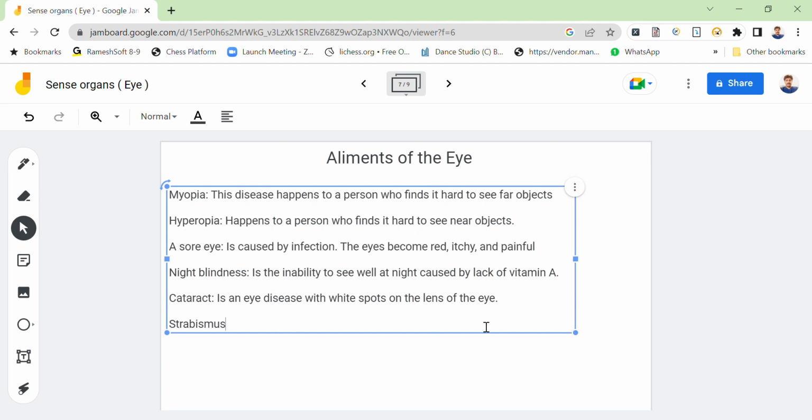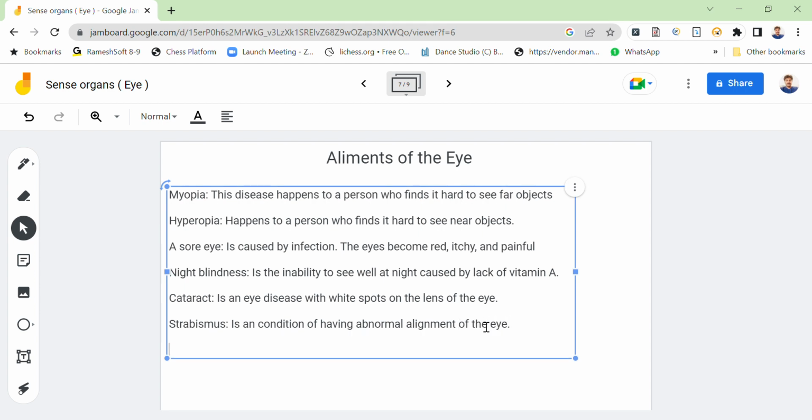Now let's come to strabismus. Strabismus is a condition of having abnormal alignment of the eye.